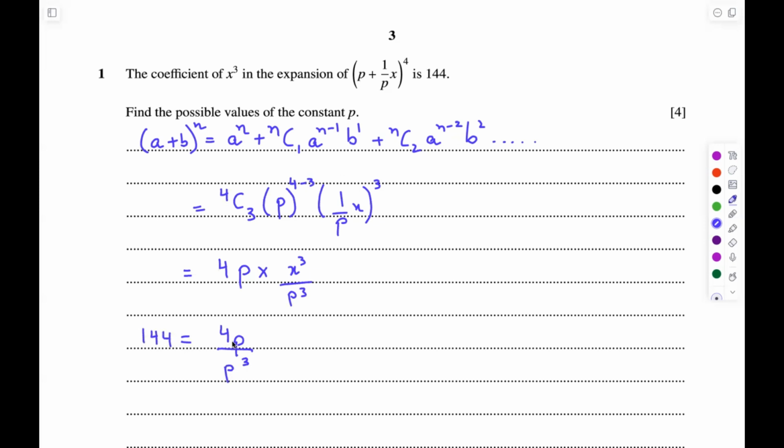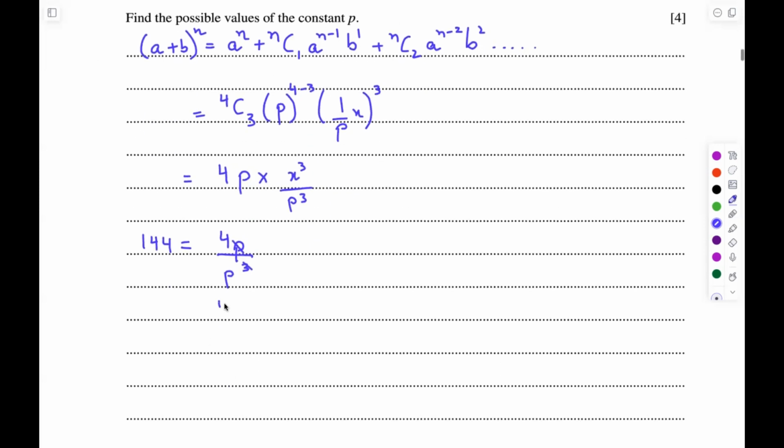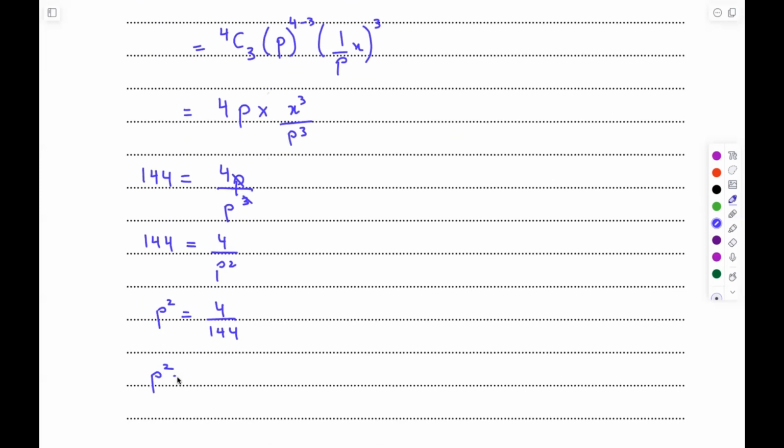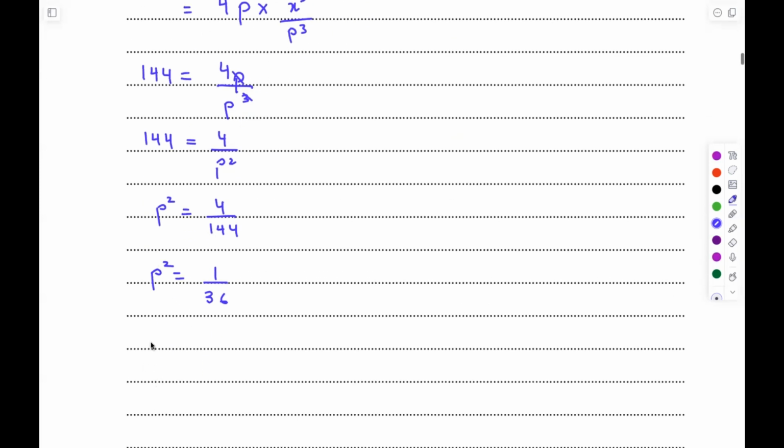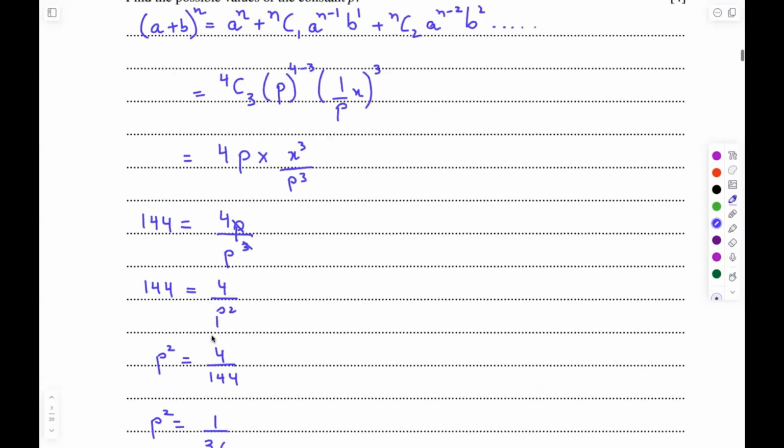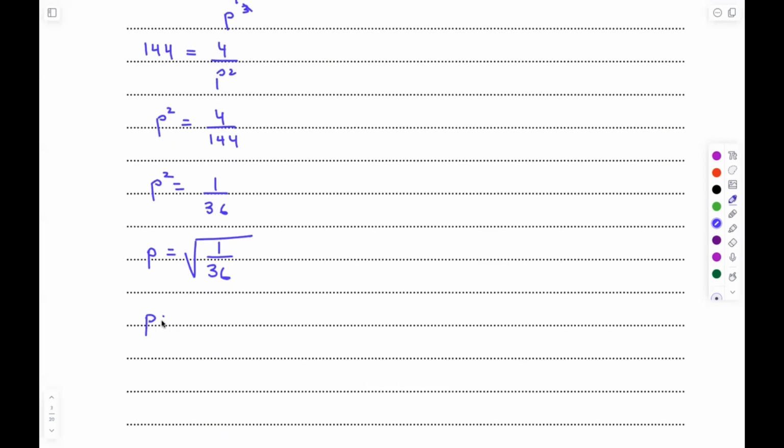So the coefficient of x cube over here is 4p upon p cube, and that is equal to 144. So p and p cube will cancel. This will become 4 upon p squared equals 144. We can write p squared will be equal to 4 upon 144, that is 1 upon 36. Taking the square root of 1 upon 36, as it asks for the possible values, p will have possible values plus 1 upon 6 and minus 1 upon 6.